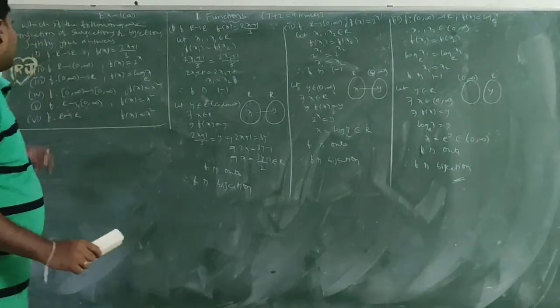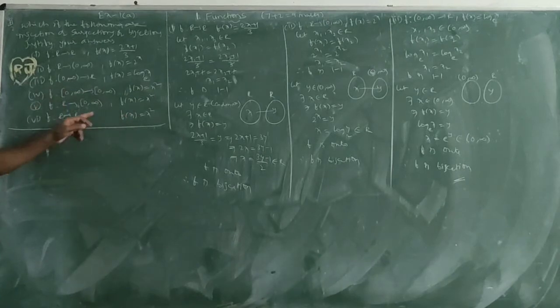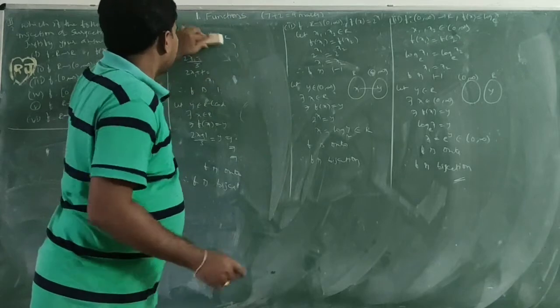Now we will discuss these three. So observe, all have f of x equal to x square, but the domains and codomains will be different. We will see what happens.